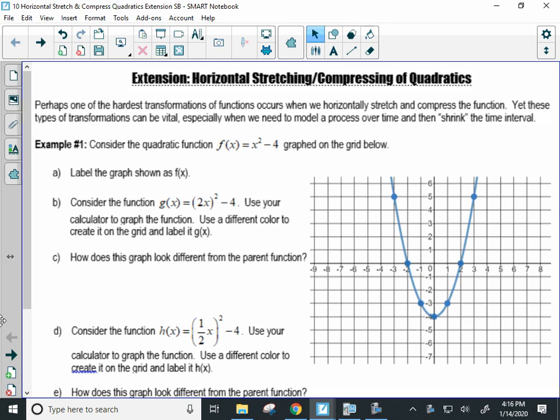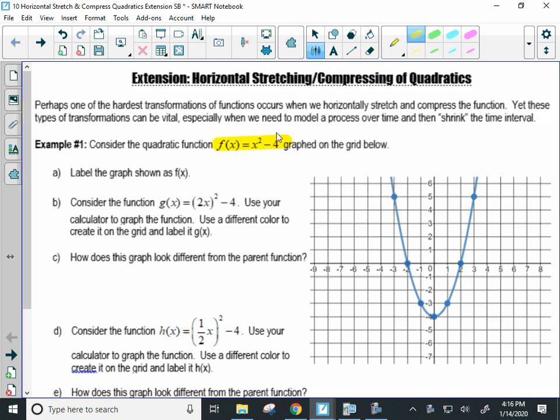This video is for example 1 on your extension for Unit 8, horizontal stretching and compressing of quadratics. So it's similar to the vertical stretch and compress, but this time we're working the x's horizontally instead of the y's vertically. So we have a graph over here already made for you, x squared minus 4. That is written right here.